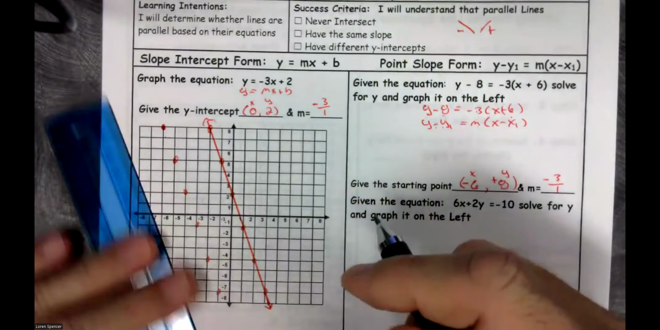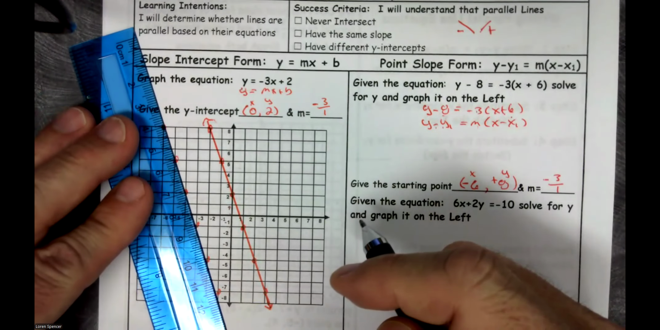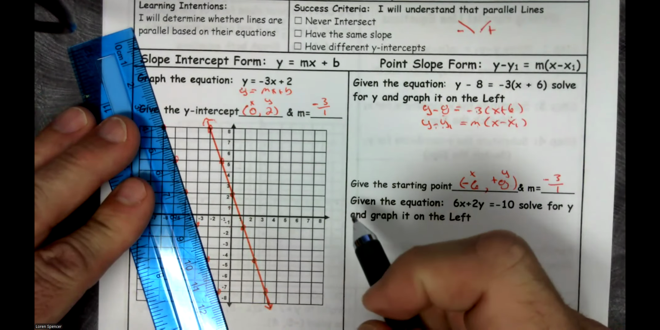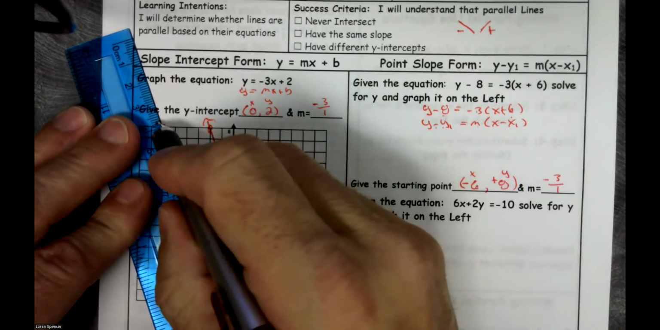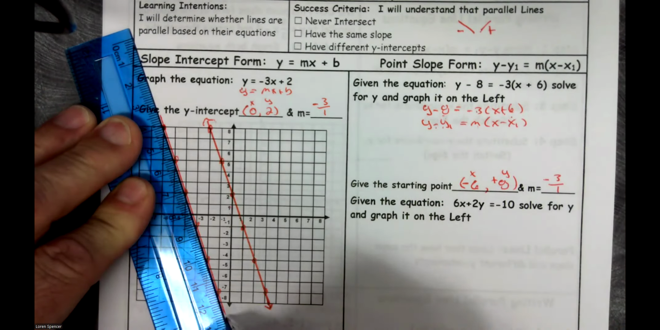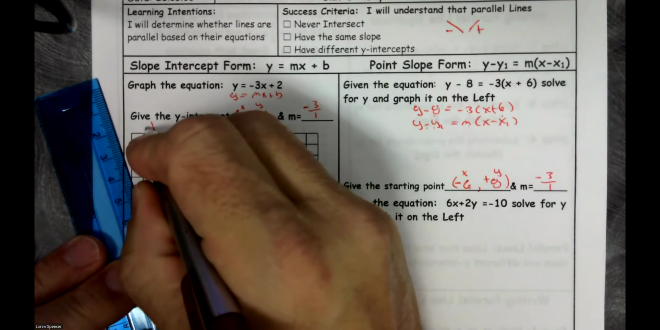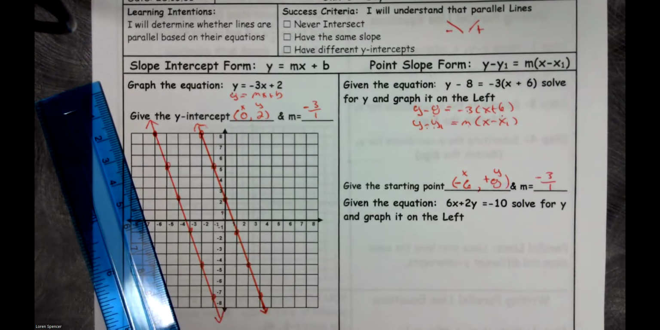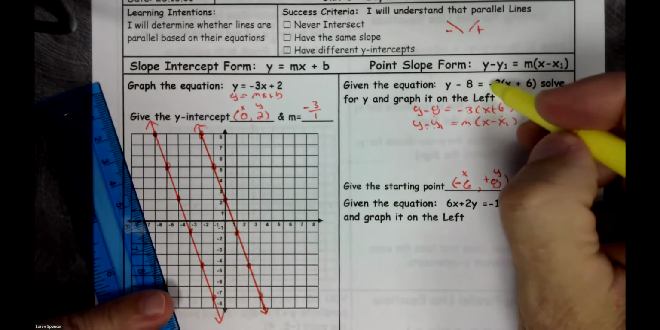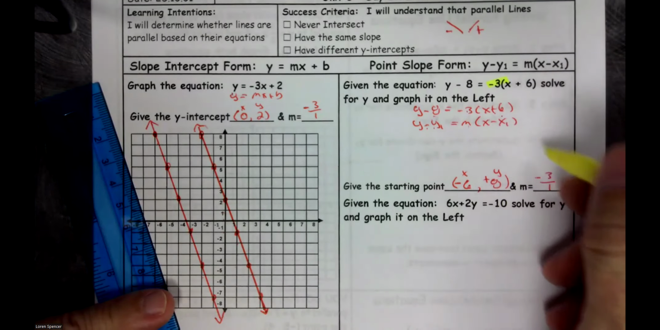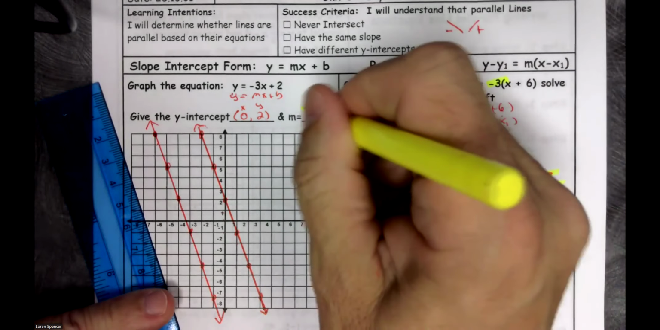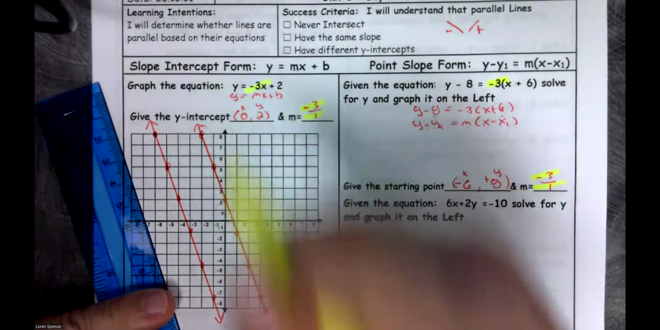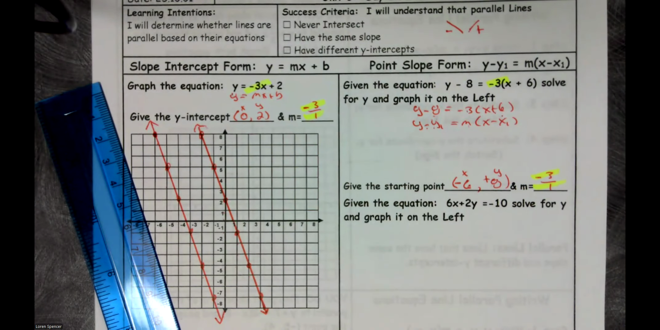And if you notice, when we draw this second line, it's parallel to the first. And the reason it's parallel is because these slopes are the same. Both of them had a negative 3 as their slope. If you have the same slope and different y-intercepts, then you have parallel lines.